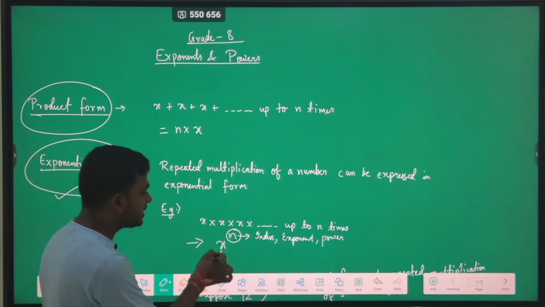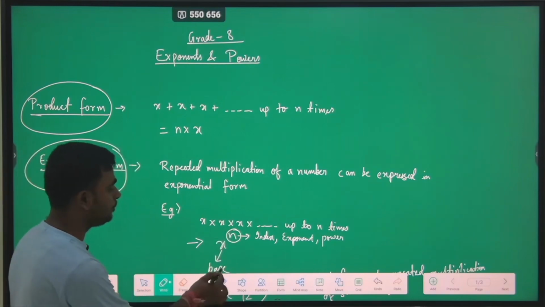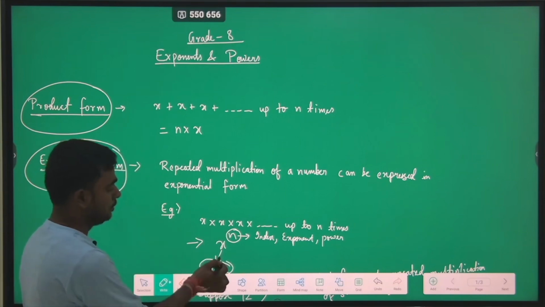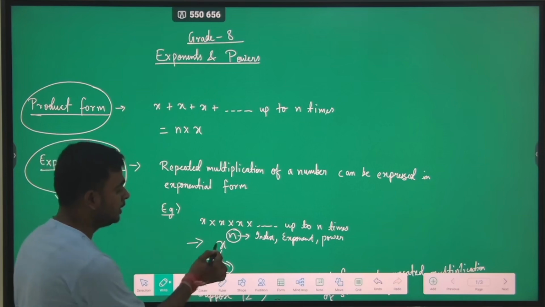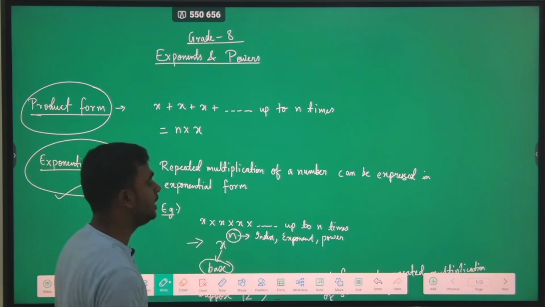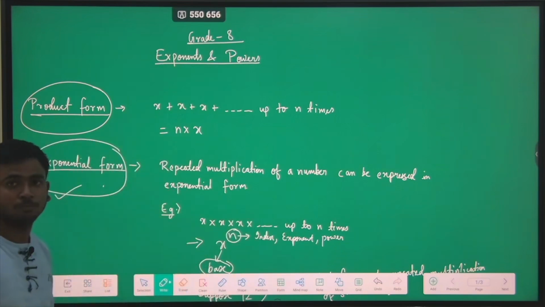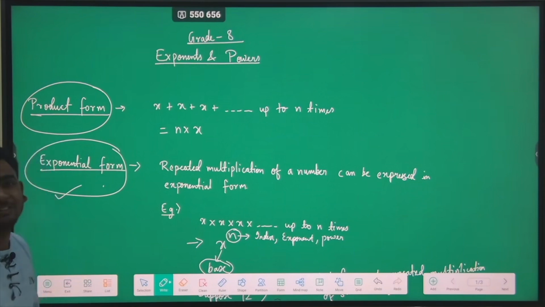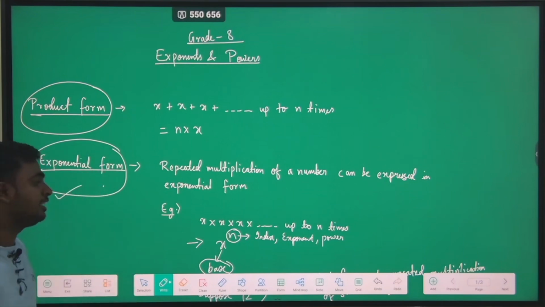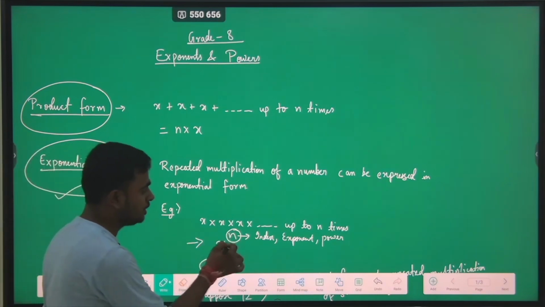Now for this exponential form, this number x is said to be the base of the exponential form, and n is said to be the index or exponent or power of this exponential form. Whenever we are told that a number is expressed in exponential form and asked what its exponent or index or power is, we will find out this value.